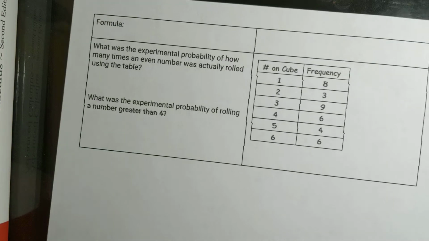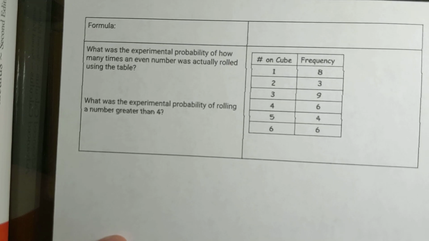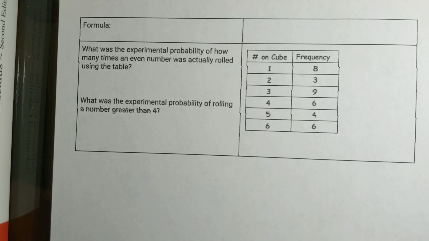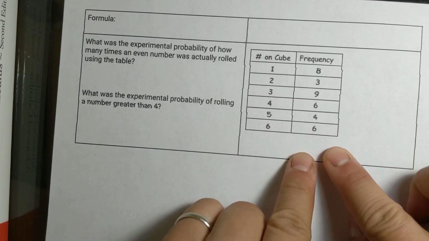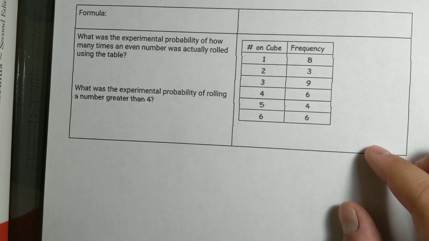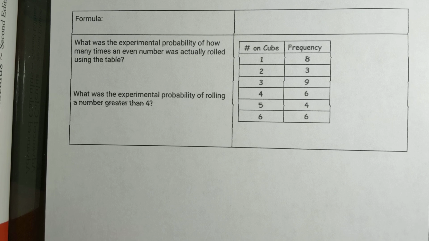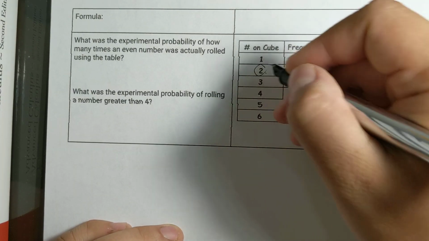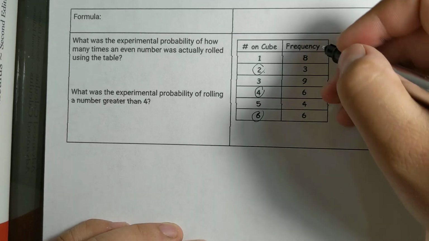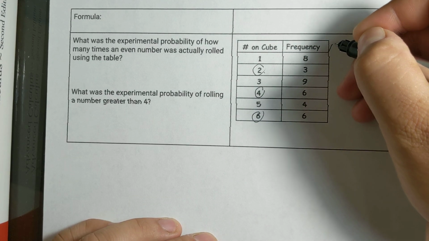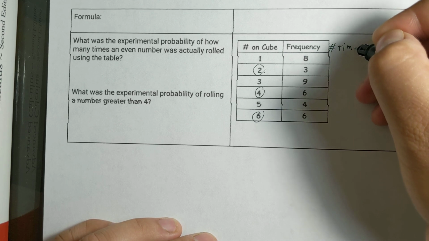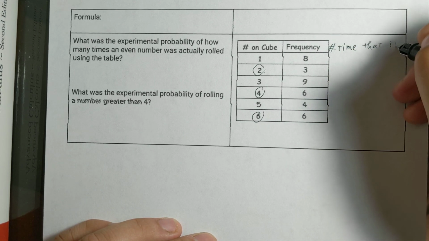Alright, let's come on to the next one, the last one. I don't know about you, it's kind of exciting to step on the last one. So they give you a frequency table on the right, which is this table here, and they ask how many times an even number was actually rolled using the table. So let's count how many times you got an even number. This is even, this is even, this is even. The frequency, aka the number of times that it happened.